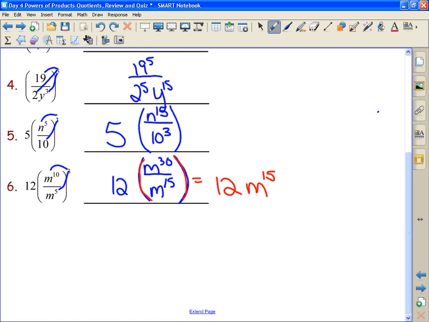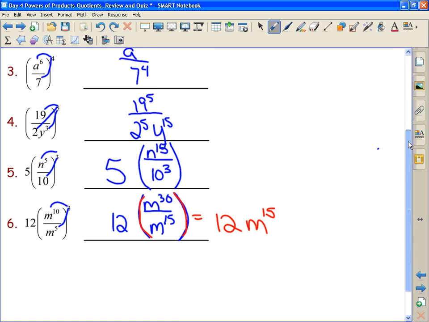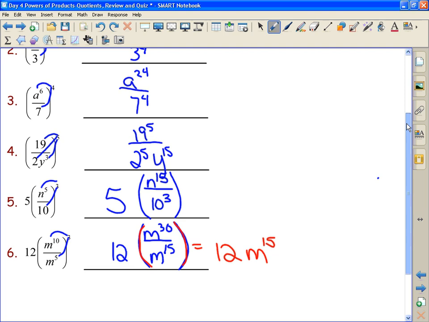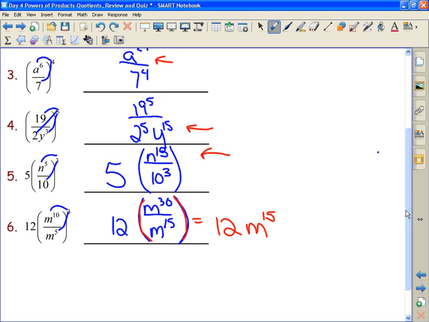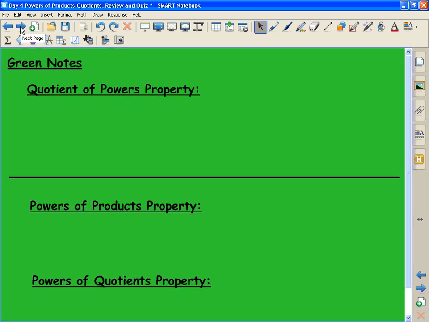Okay, if you look up above here, none of these have a letter that is written more than once. Okay, so a is only written once in number 3. y is only written once in number 4. n is only written once in number 5. So our goal on number 6 was to get m so that it was only written one time in that whole problem.